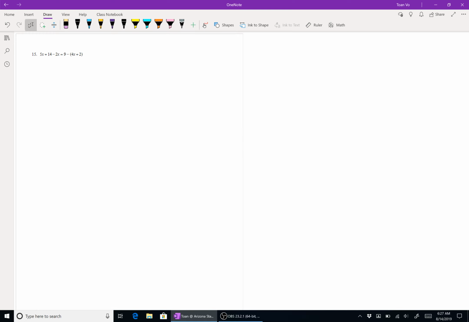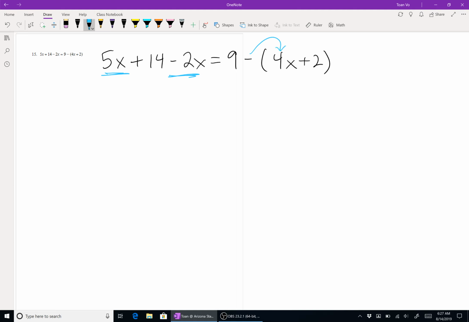Number 15 was more solving, but it just looks harder, but it's the same concept. If you have an equation that looks really ugly, looks really long and messy, the idea is to not dive into it with solving, but instead clean it up a bit, simplify it. So on the left-hand side, we can go ahead and combine like terms. On the right-hand side, we can go ahead and distribute the negative. So that gives us 3x plus 14. On the right-hand side, distributing the negative makes it a minus 4x minus 2.